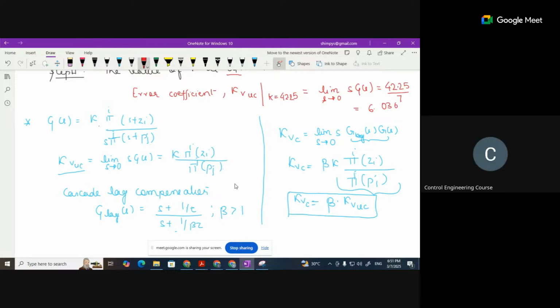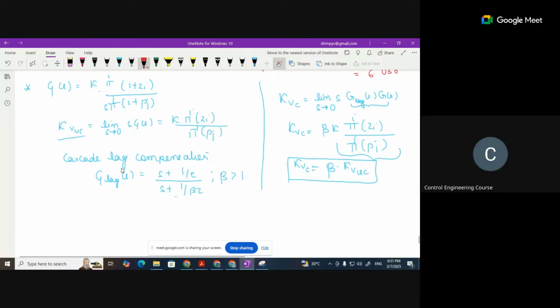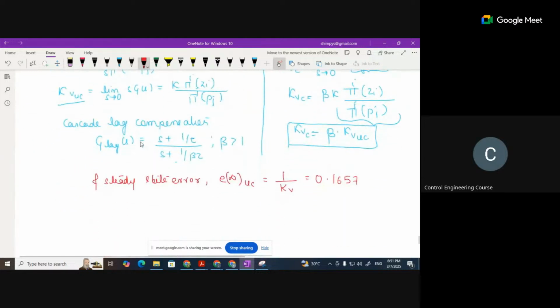And what will be the steady state error? We can calculate it from here. That will be the inverse of this. The steady state error for the uncompensated system is 1 by Kv, which equals 0.1657. If you solve it now, you'll get this much. Now, what is step 3? You just remember these steps which we are doing one by one. It will be easier this way.